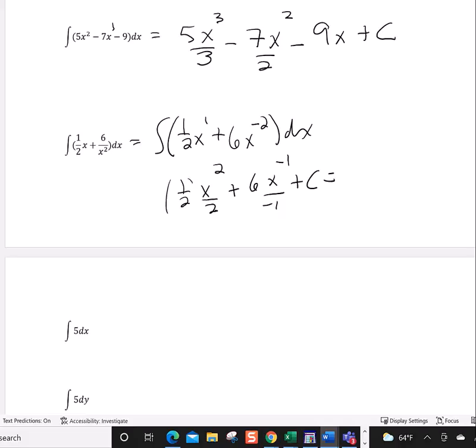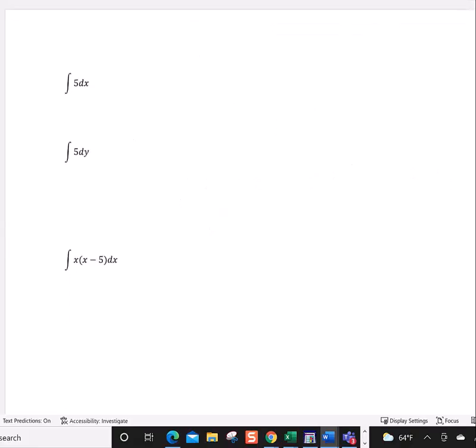So this 1/2 times x squared over 2 becomes x squared over 4. I just multiplied 2 by 2. The 6x to the negative 1 over negative 1, this negative overall says let's subtract this in between. The 6 I'm going to keep, and the x to the negative 1 I'm going to write in the denominator, and then plus c.